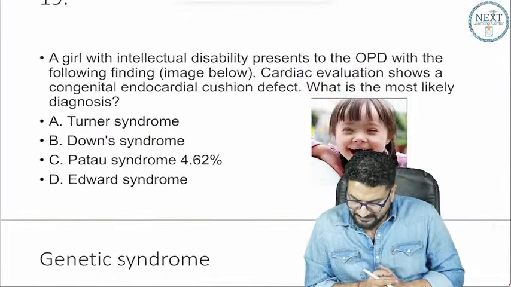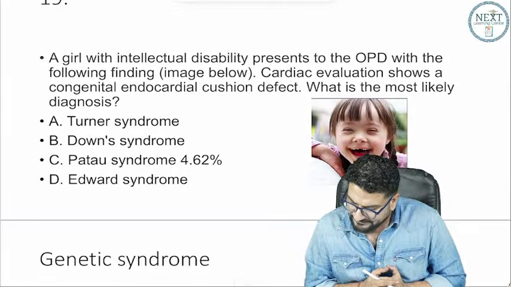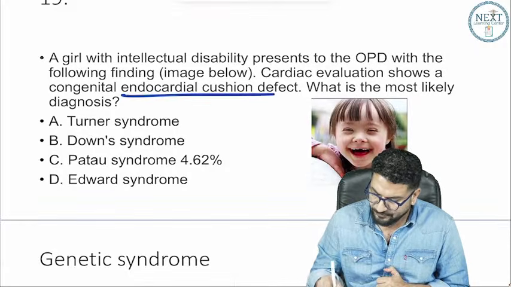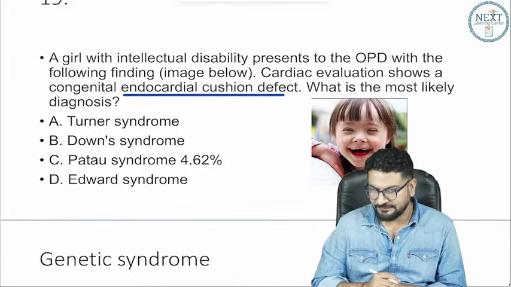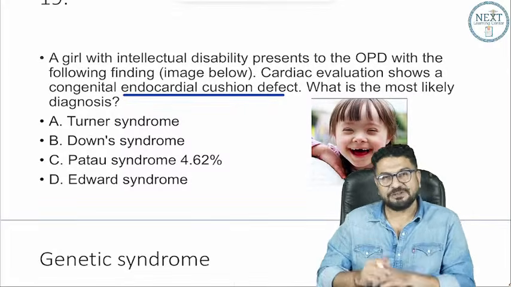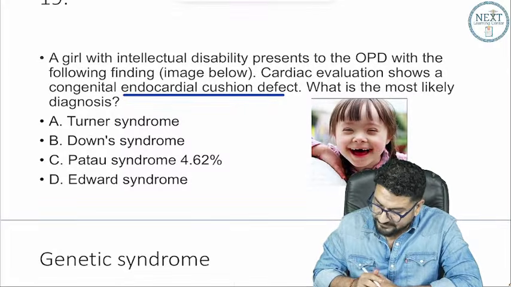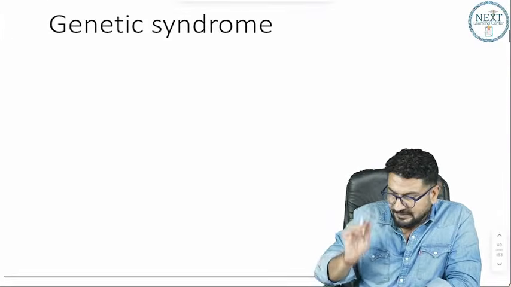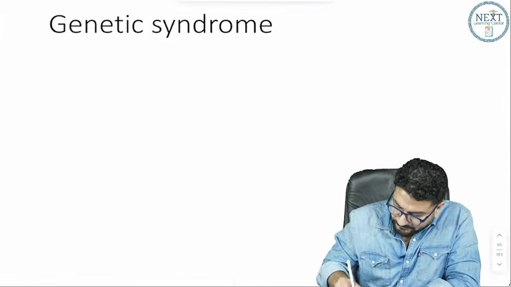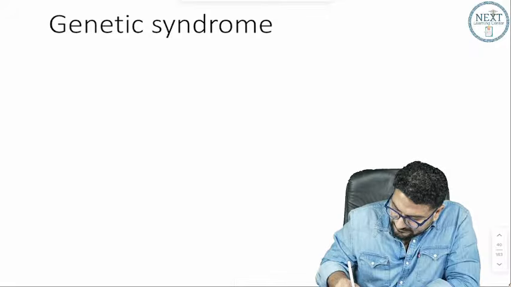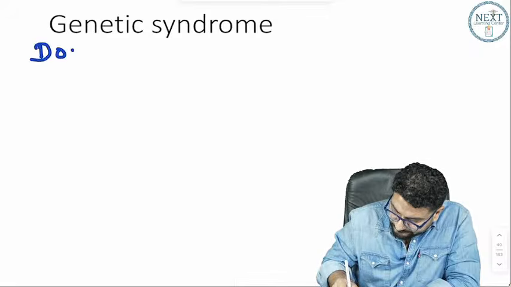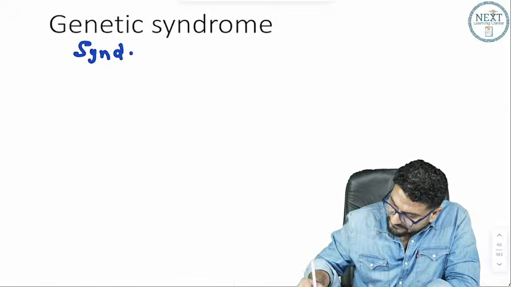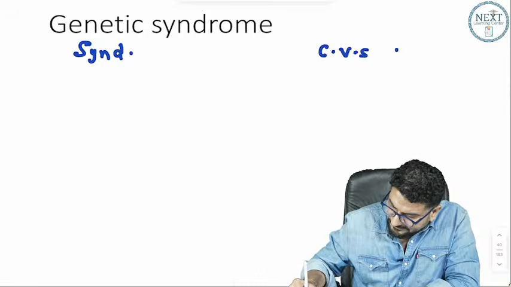So simple है. A girl with intellectual disability presents to OPD with following finding. You can see the image. Endocardial cushion defect. So what is the diagnosis? Okay, genetic syndrome से आपसे एग्जाम में पूछते हैं, what is the cushion defect where you will see this, in Down syndrome. Just remember they ask you cardiac manifestation of different genetic syndromes. They ask you name of syndrome and they ask you cardiovascular system defect.